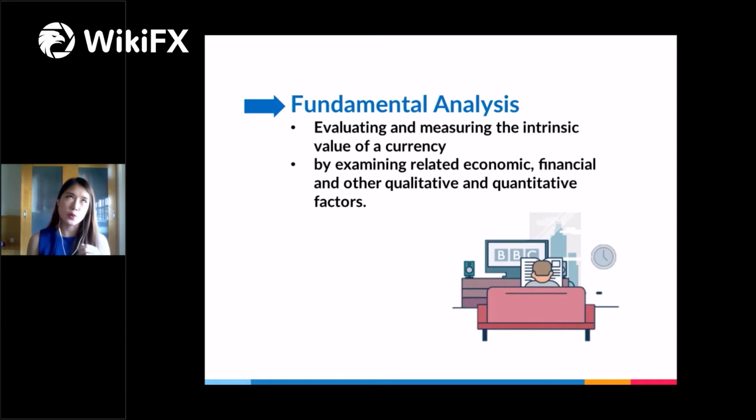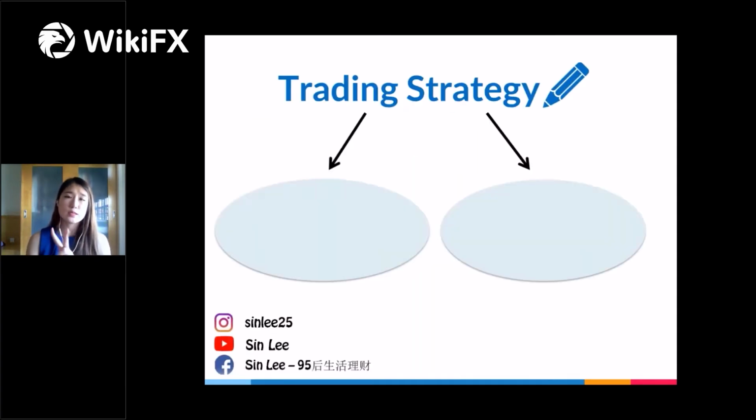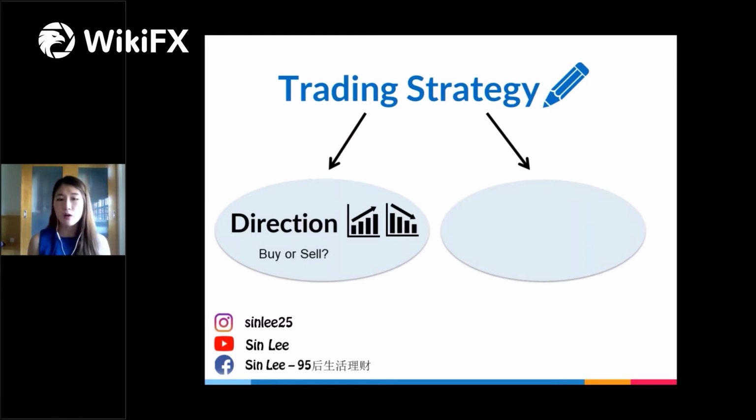So in trading, when we open trades, what do we have to do? We have to decide 2 things. The first one is direction, buy or sell. If you think the currency will go up, then you will buy. If you think the currency will be depreciated, then you will sell. So this is the first thing we have to know, the direction.